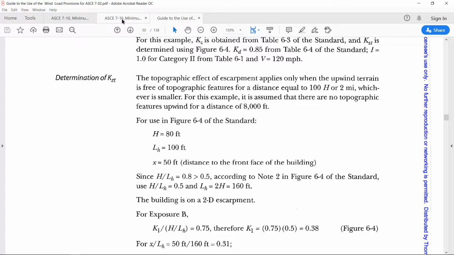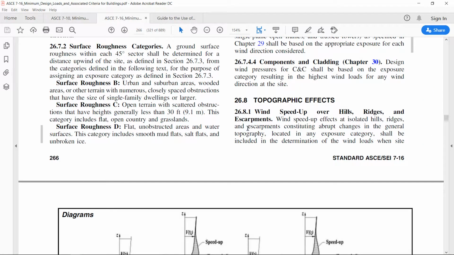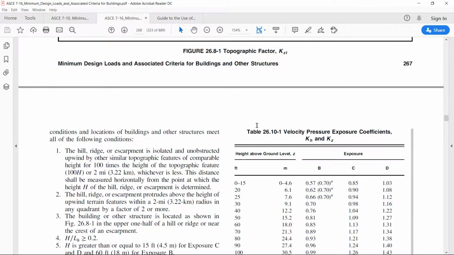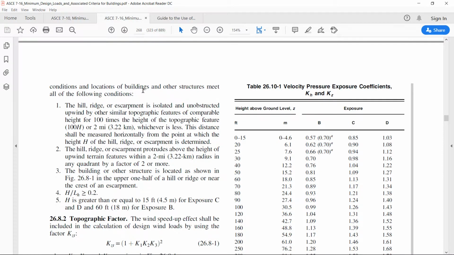So let's go to ASC 716 and let's see what the problem is here. If you open 716 section 26.8, that is the topographic effect, its para 26.8.1 says that the wind speed up over hills, ridges and escarpments. Wind speed up effect at isolated hills, ridges and escarpments constituting abrupt changes in the general topography located in any exposure category shall be included in the determination of wind load when the site conditions and location of building and other structures meet all the following conditions.